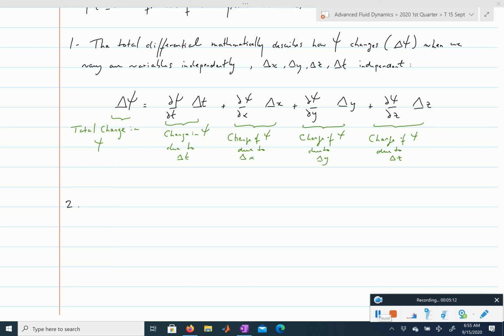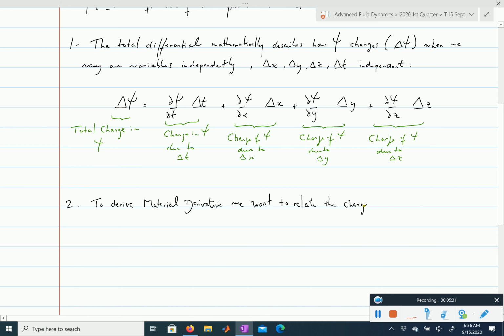So for the material derivative, the question is that we want the change of psi, so we want the delta psi. So we want to quantify the change in psi when we follow a material element.